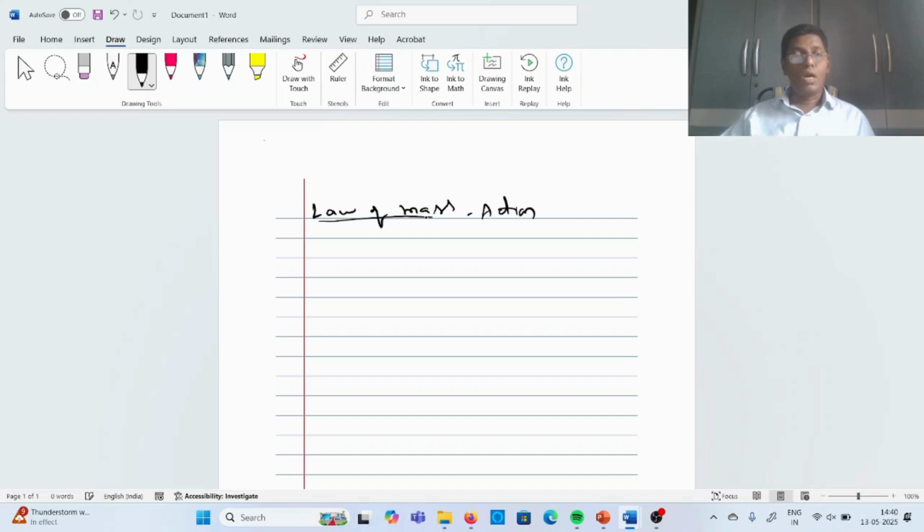According to the law of mass action, the product of the electron concentration and the hole concentration is equal to the square of the intrinsic concentration, that is, N into P is equal to Ni square.